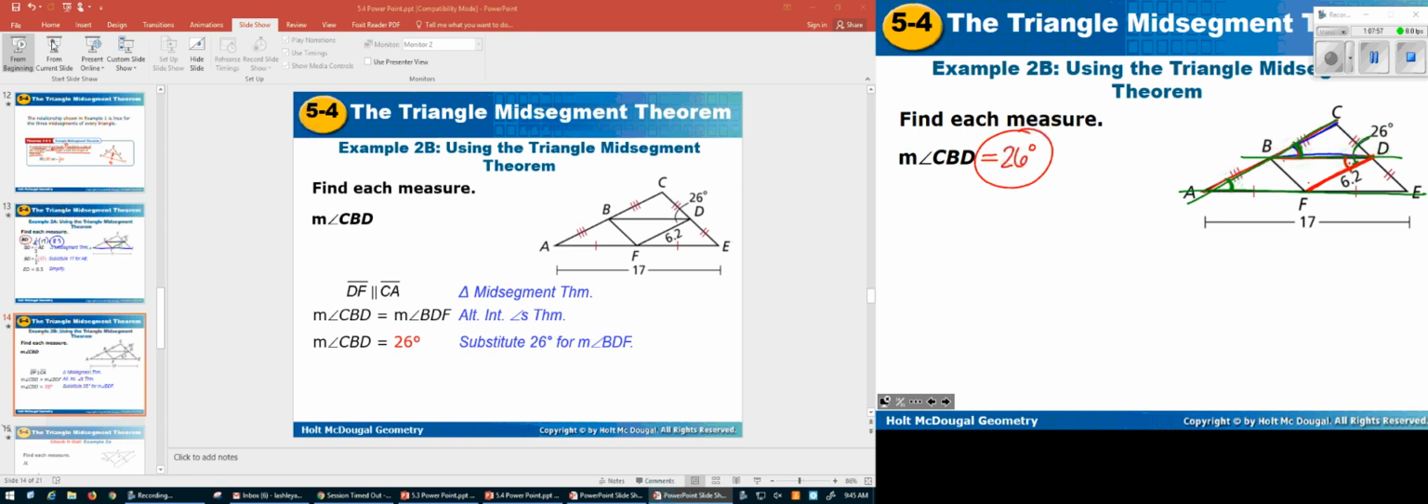And it may be hard to see at first. You may have to draw your lines with different colors like I've been doing and kind of get it to really pop out. Okay, any questions on those?